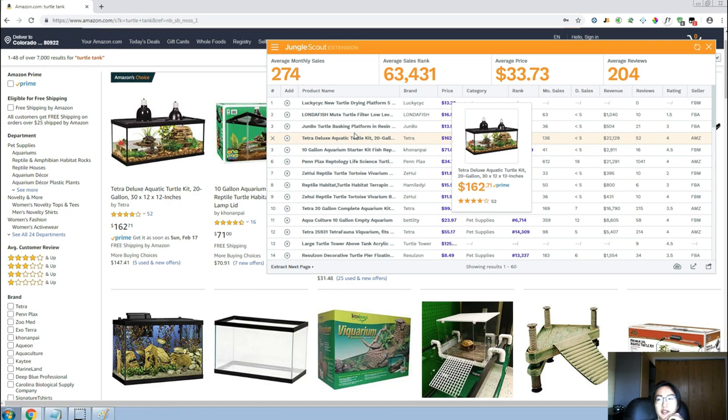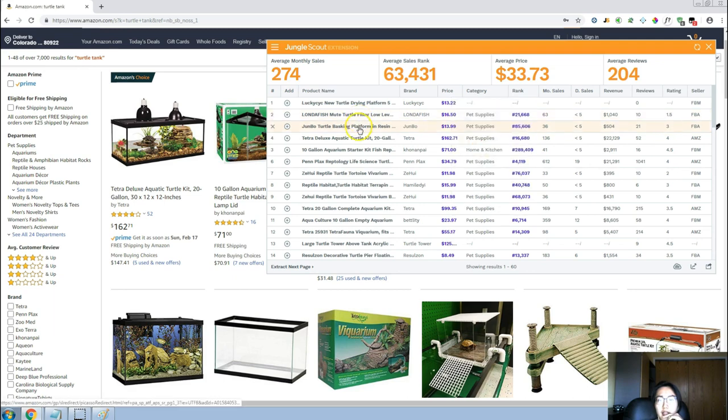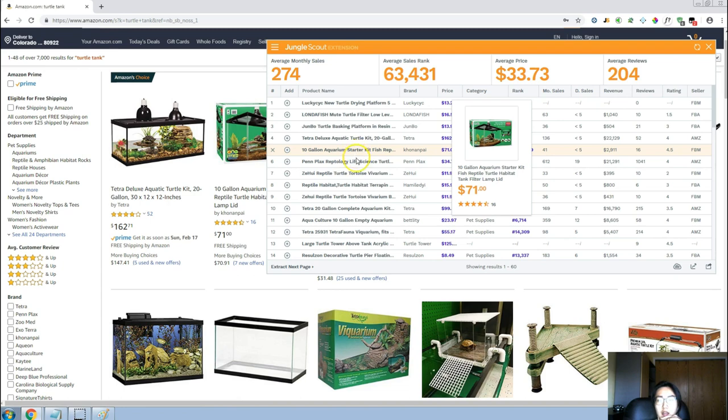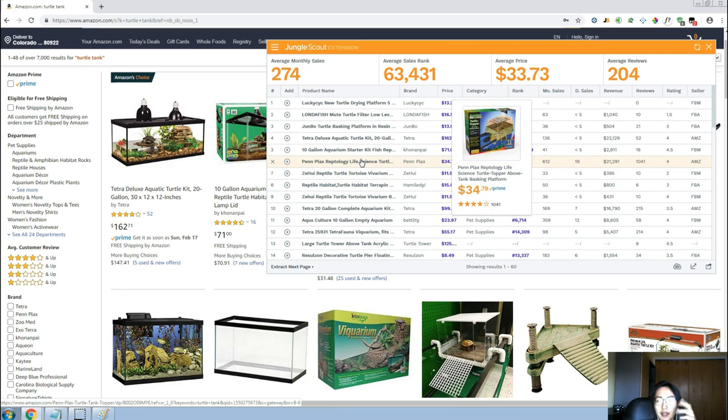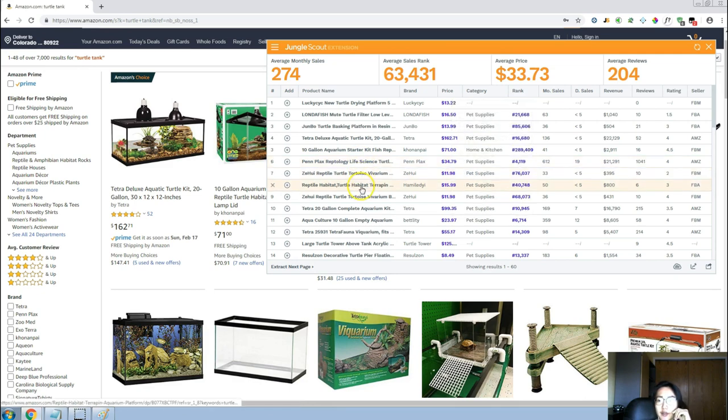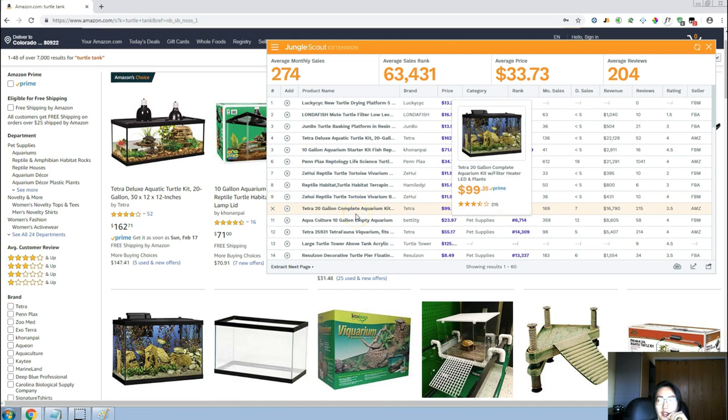This is $162. I feel like not as many people are willing to spend $162 on a turtle tank. $34.99. Yeah, I don't know. I'm just not a big fan of the box images. Yes, it gives a brand, it makes it more official, but I would rather just actually see a live turtle and be able to imagine it. This one's cool.